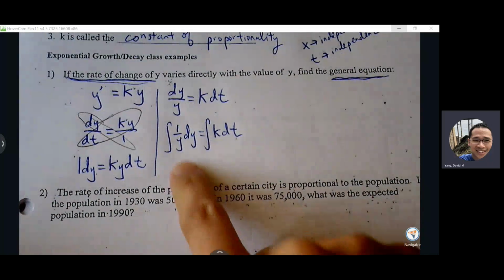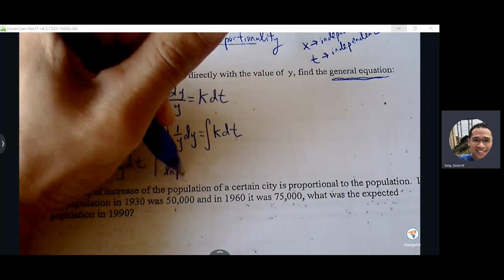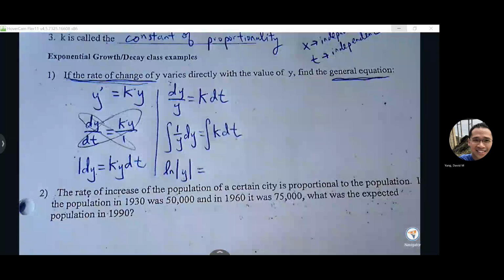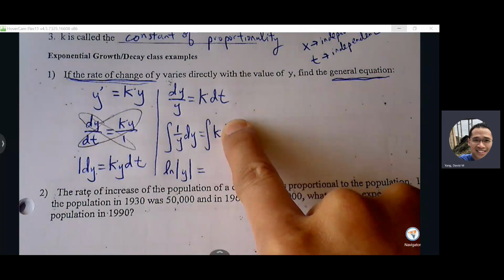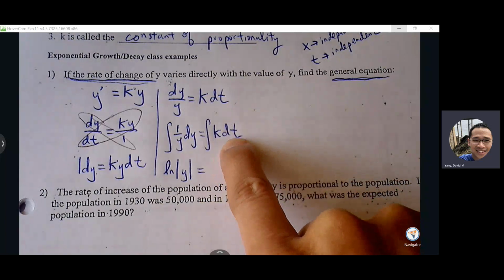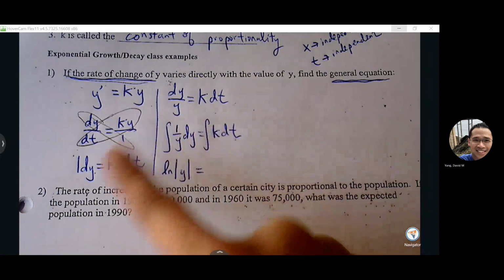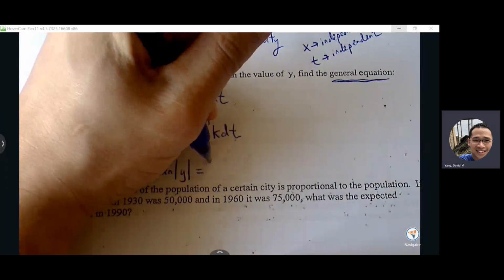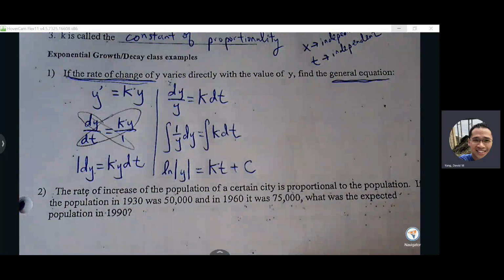All right, so left side, 1 over y dy becomes natural log absolute value of y. Now, k is not the variable. We can't say k squared over 2, right? So k is just going to hang out in front. The variable is time. So imagine that there is 1 dt in front. So what's the integral of 1? T, yeah. So this becomes what? kt plus c. Does that make sense?